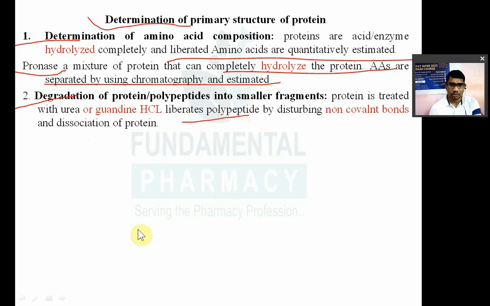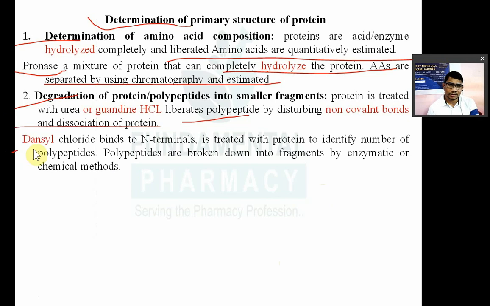It liberates the polypeptide by disturbing the non-covalent bonds, and dissociation of protein occurs. ये क्या करता है, गुआनिडीन हाइड्रोक्लोराइड नॉन कोवेलेंट बॉन्ड जो होते हैं, हाइड्रोजन बॉन्ड, आयनिक इंटरेक्शन, उसको डिस्टर्ब करता है, and that's why there is a liberation of peptide, because in the quaternary structure and tertiary structure you know that two or more polypeptides are held together by hydrogen bonds. Now these hydrogen bonds are broken by guanidine hydrochloride. So degradation कर सकते हो आप, उसके बाद में फिर से पहला स्टेप करो और determine करो.